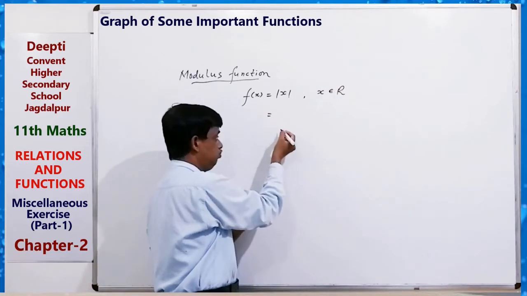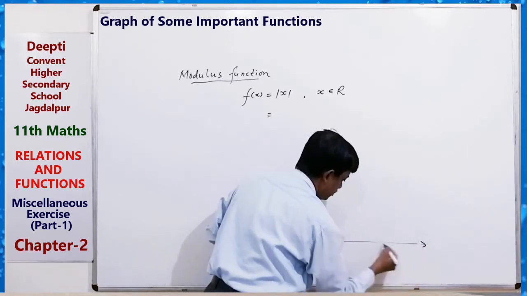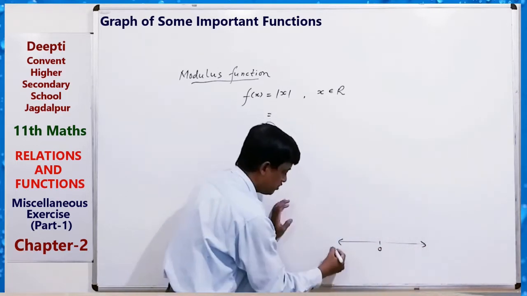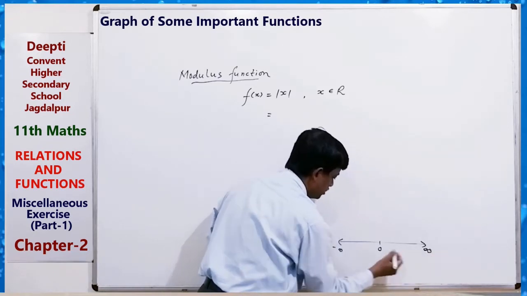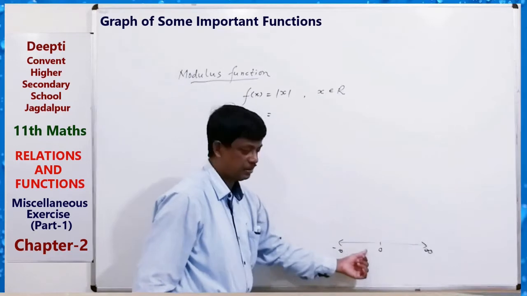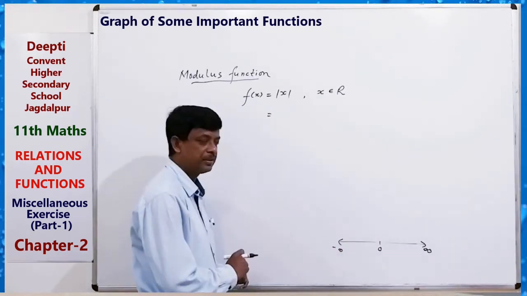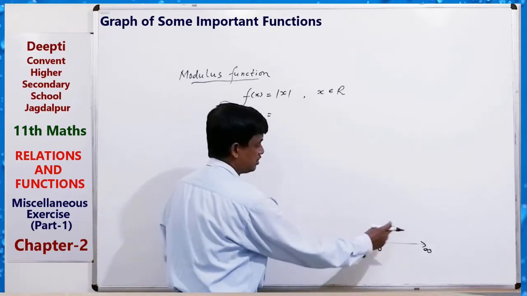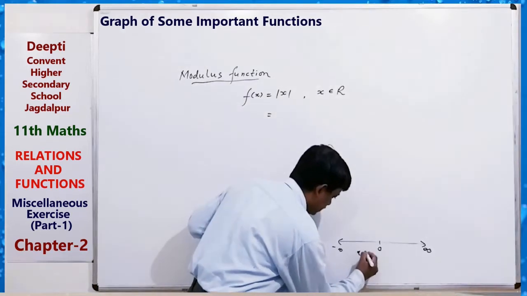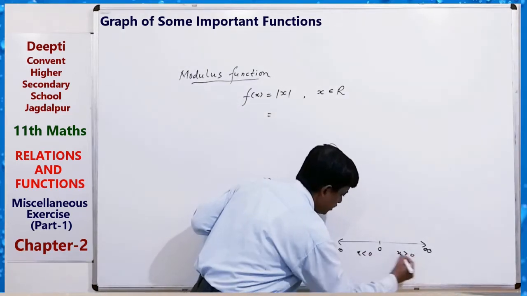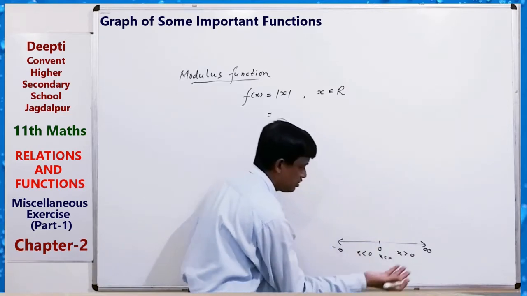Suppose a real number, we know the real number line: this is 0, this is minus infinity to plus infinity. So there is a negative side and a positive side. There are negative values and positive values. x belongs to R, real numbers. So we can divide this into x less than 0, x greater than 0, and x equals 0 here.